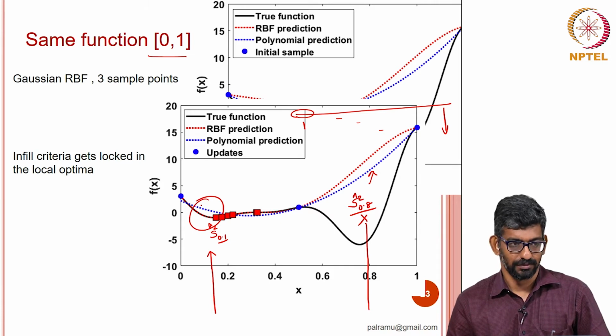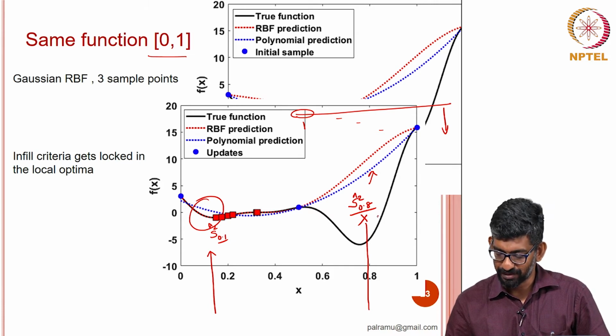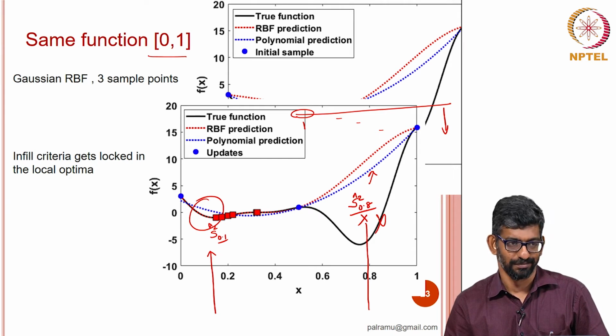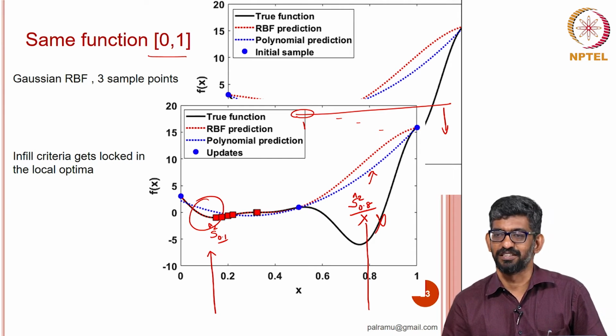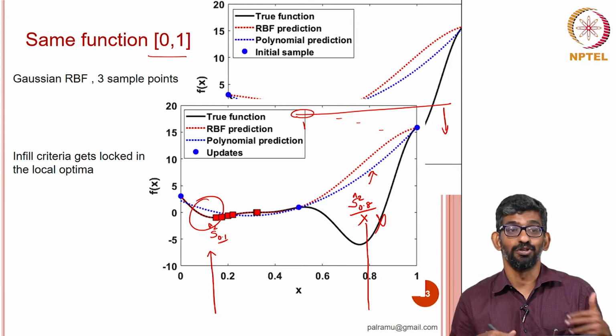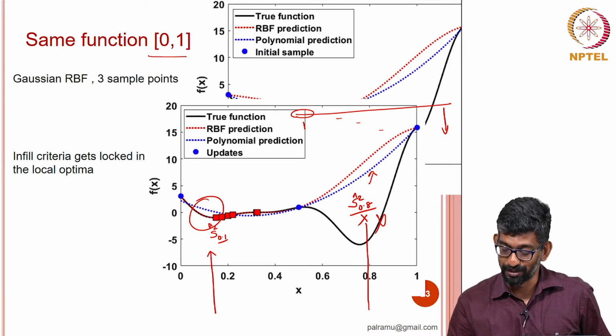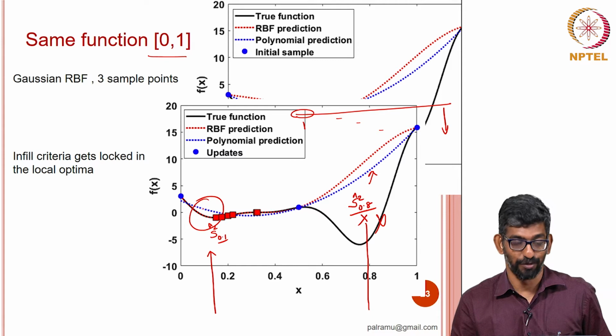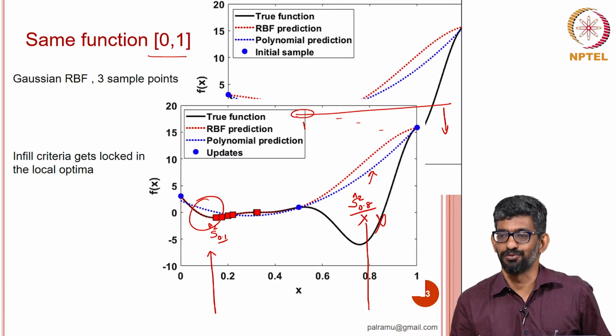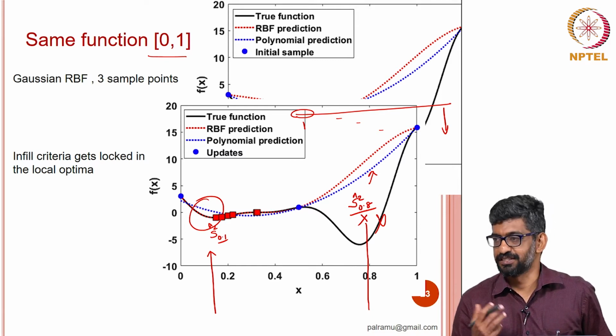But please remember, you do not have this line, you do not have the real graph in real life. Then how do you know whether this is performing better or that is performing better? That is where you try to use your prediction variance information.